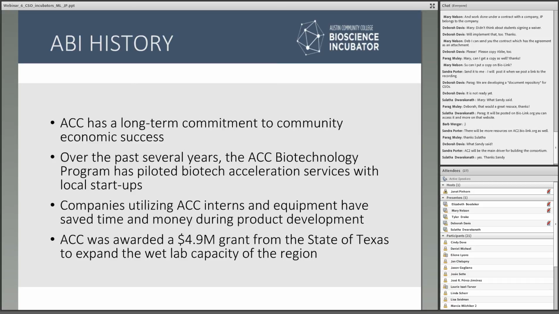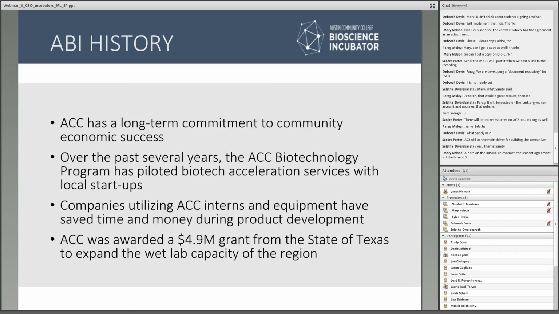A little bit of background. ACC has had a long-term commitment to community success. Over the past several years, the ACC Biotech Program piloted several CRO, CSO studies. Sulatha led quite a bit of this work when she was here. Partnering with local startups, faculty would lead a project, some interns would get trained, and we would turn that data back over to the company.